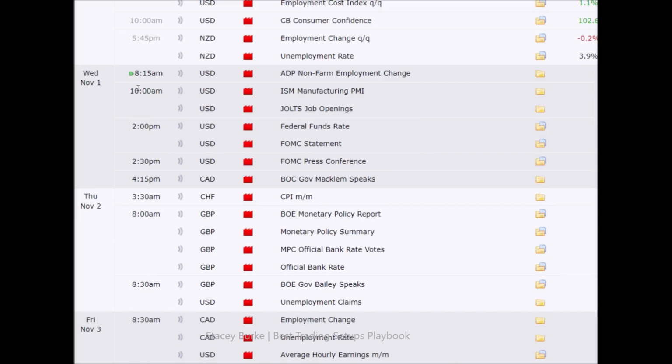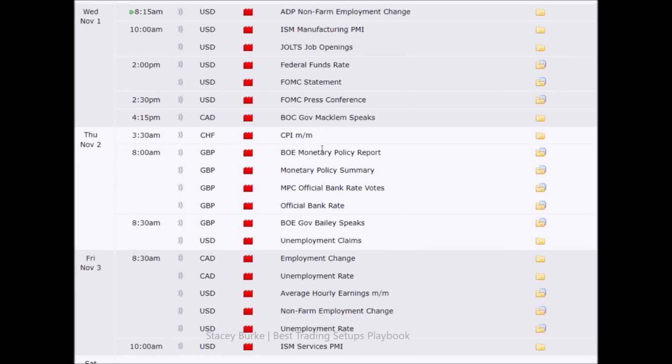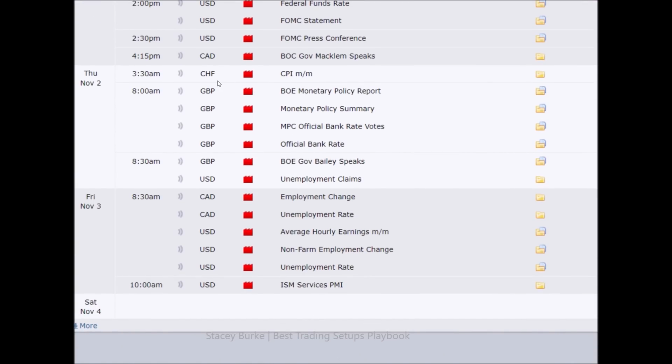So we have 8:15 ADP non-farm employment on Wednesday tonight, heading into tomorrow morning, New York time, Wednesday morning. Then we have 10 a.m. news again. We have the Fed tomorrow. We have non-farm payrolls Friday. We have CPI for the Swiss franc. We have Bank of England on Thursday. We have unemployment claims Thursday morning, New York time.